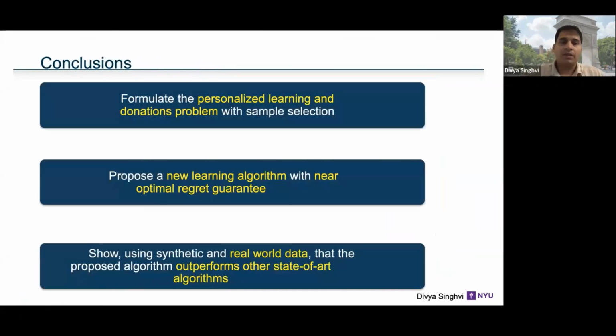Okay, so let me conclude here by briefly recapping that we started with this problem of personalized learning and donation with sample selection. We showed that existing algorithms completely unravel in this setting, and based on why they were unraveling, we proposed a new learning algorithm that uses Heckman's two-step estimator. We showed that it performs well, both analytically and numerically with synthetic as well as real-world data, and that it outperforms state-of-the-art learning algorithms.